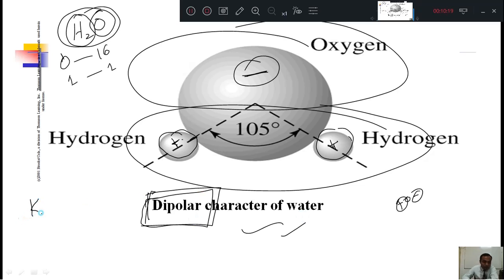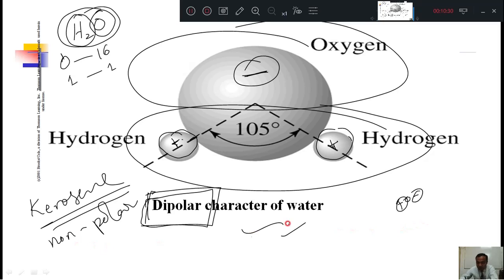Now if you come to kerosene, it is non-polar. Non-polar means there is no charge in the kerosene. That's why if you put any soil particle, this clay particle, in the kerosene, they will freely settle down. They will not make any mud or any plasticity in the kerosene, but in water, clay will make plasticity. Understood? This is the nature of water.